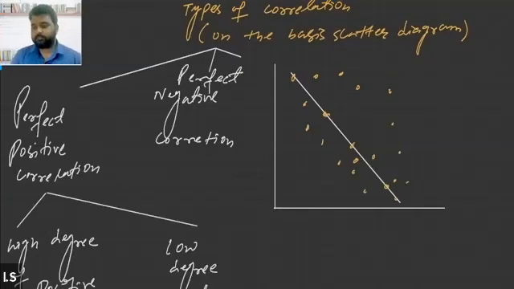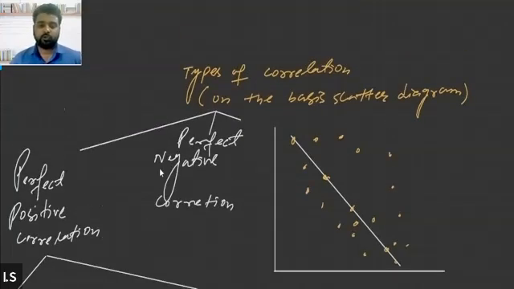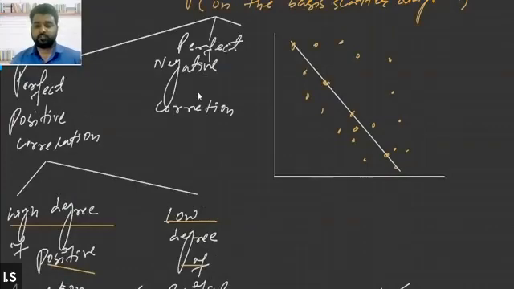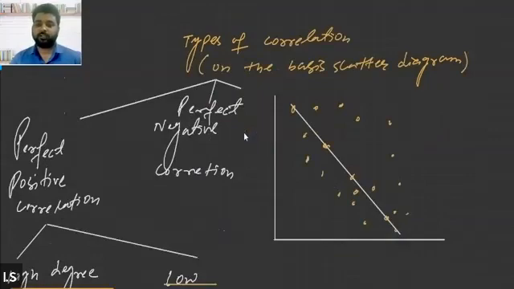Is this clear to you, Alexander? Yes, sir. So there are basically six types of correlation based on the scatter diagram. Either it will be a perfect positive correlation, a high degree of positive correlation, or a low degree of positive correlation. Fourth could be perfectly negative correlation. Fifth could be low degree of negative correlation, and then there could be high degree of negative correlation. So there are six categories of correlation based on the scatter diagram.